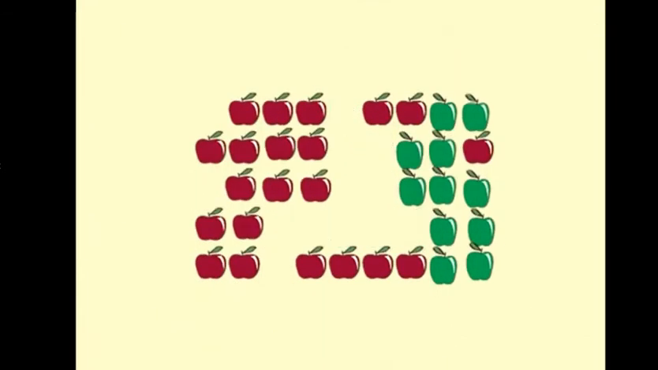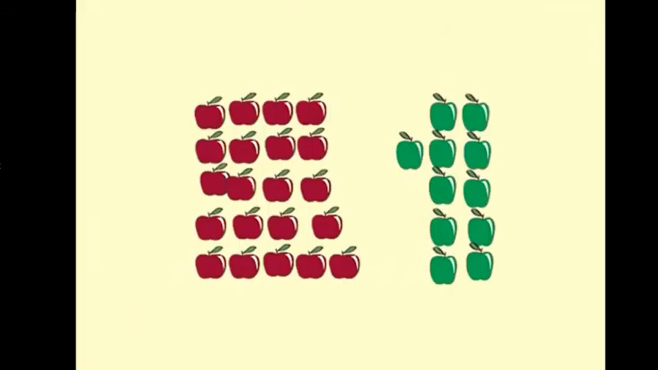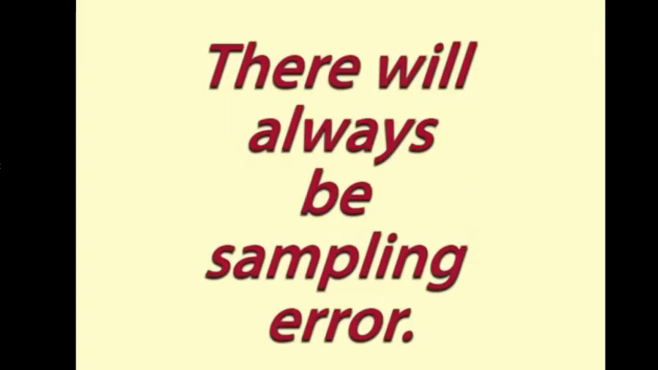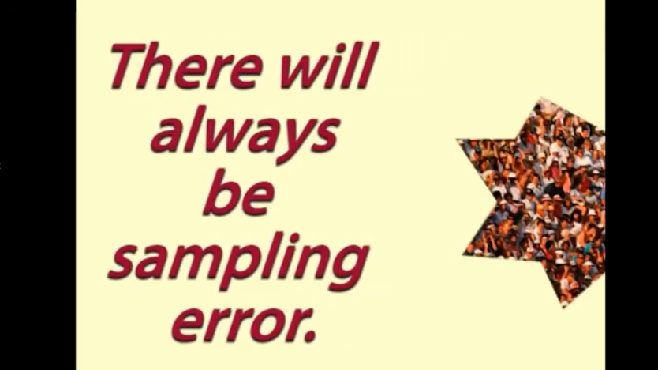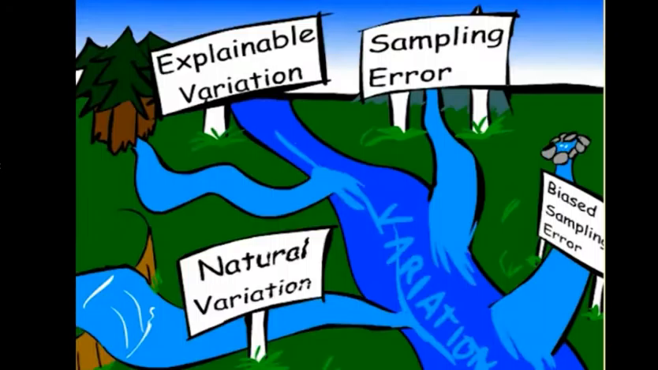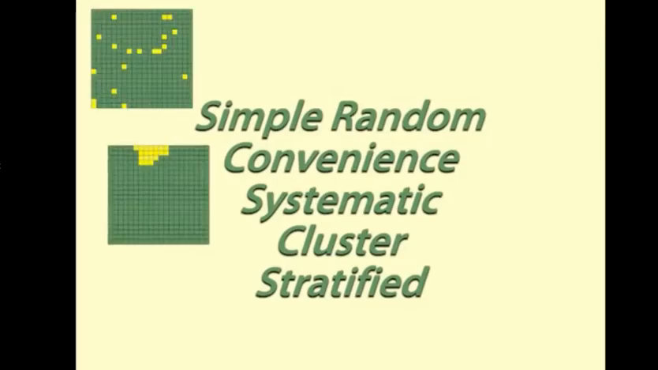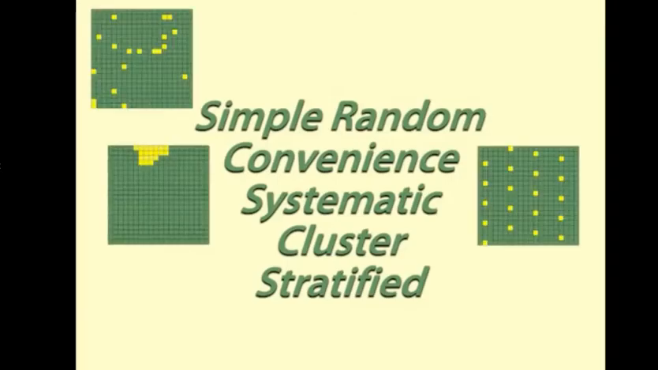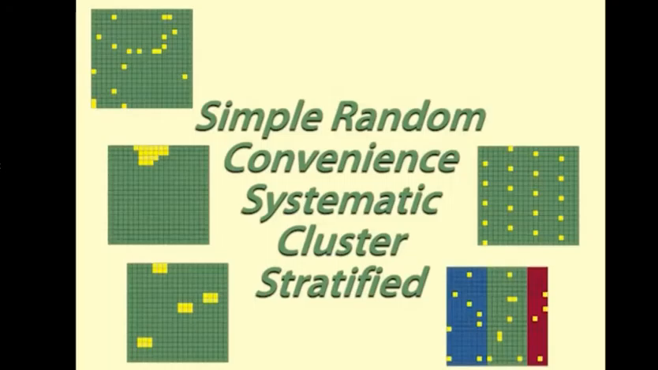Note that no matter what we do, there will always be sampling error or variation due to sampling, as we are looking at a part of the population, not the whole population. The video on variation covers these concepts more thoroughly. This video presents 5 methods of sampling: simple random sampling, convenience sampling, systematic sampling, cluster sampling, and stratified sampling. For each method, we will outline the process and the advantages and disadvantages.